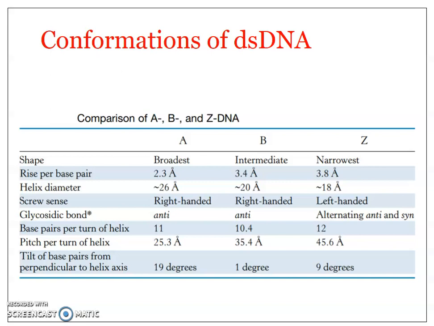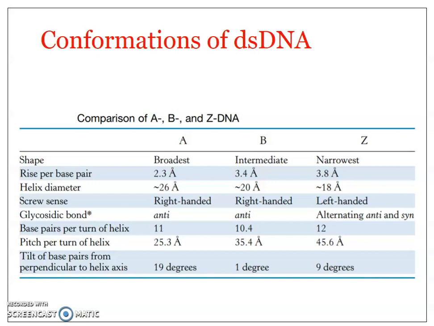Now regarding the Z DNA, as against A and B, the Z DNA has a left-handed helical pattern. The Z DNA was discovered by Alexander Rich in 1984 when Rich was solving the structure of a CG repetitive sequence.